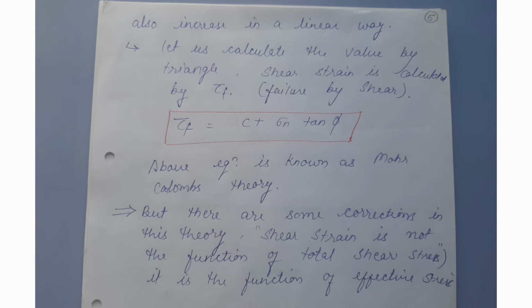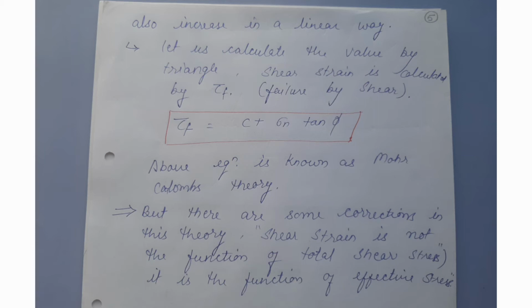Now from the graph itself, we can calculate the value using the triangle which is shown. The shear strength is given by tau f, which is the failure shear stress. If you calculate, you can directly see from the base and the hypotenuse that tau f is equal to c plus sigma tan phi. This is basic maths. We can calculate the value from the Pythagoras theorem, the triangle's value easily. Now this equation is known as the Mohr-Coulomb's theory.